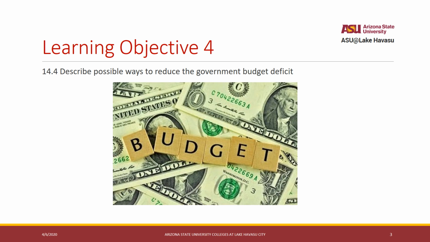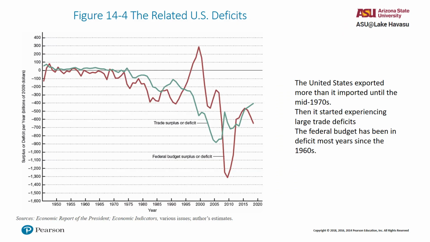Let us now discuss learning objective 4, to describe the possible ways to reduce the government budget deficit. This is the figure related to the US deficit. The United States exported more than it imported until the mid-1970s. Then it started experiencing large trade deficits. The federal budget has been in deficit in more years since the 1960s.